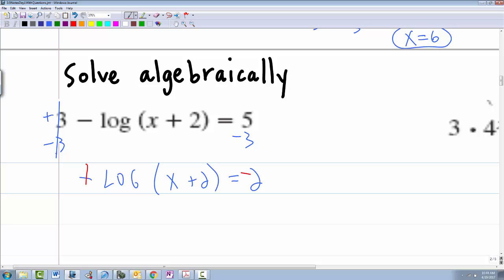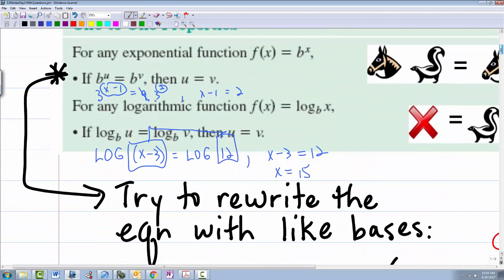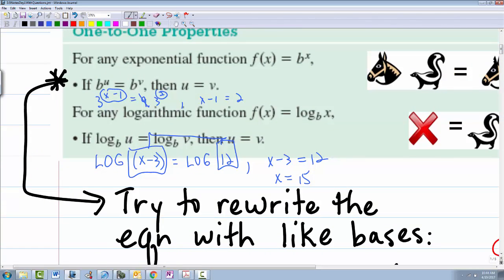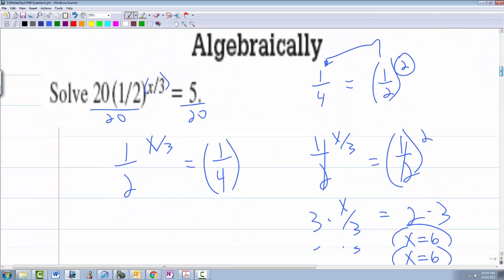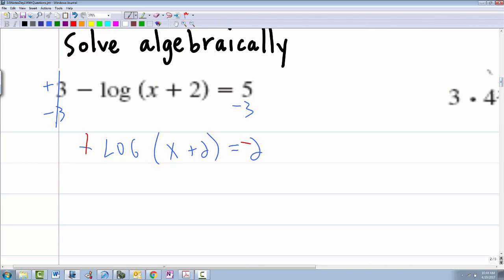Now, do I do this property where I drop my logs? Do I just get rid of the log? And that's what students do. This is not one of these scenarios. This is not log equals log. So no, you don't just drop that log. What do you do? Okay, what's this number right here? And then what is it, everybody?